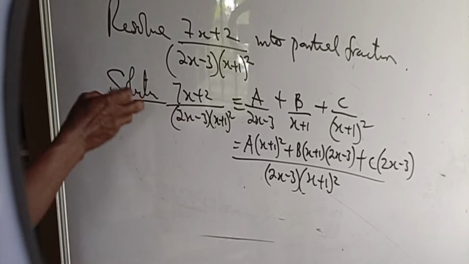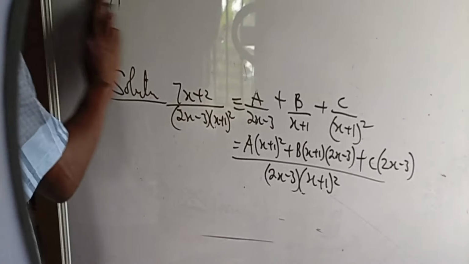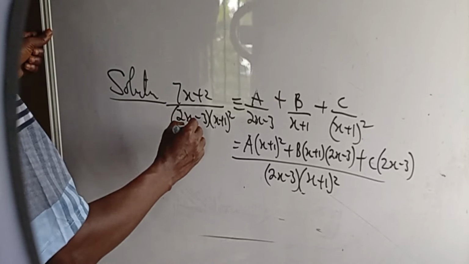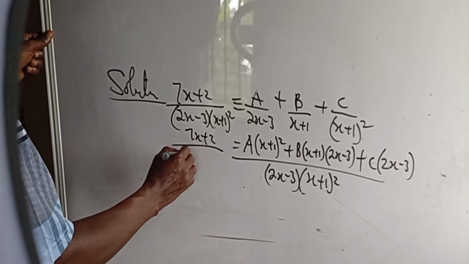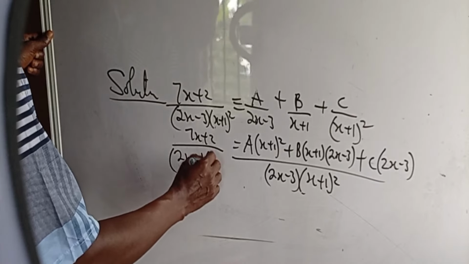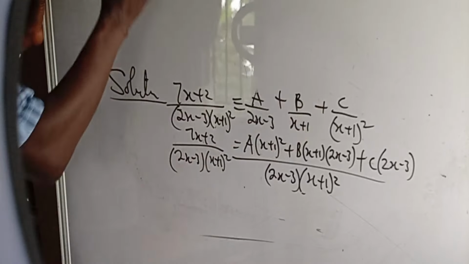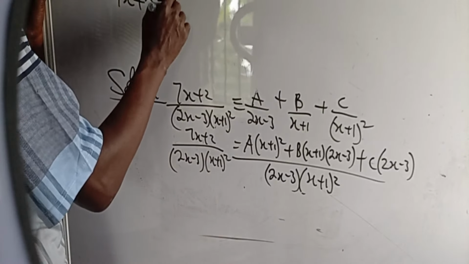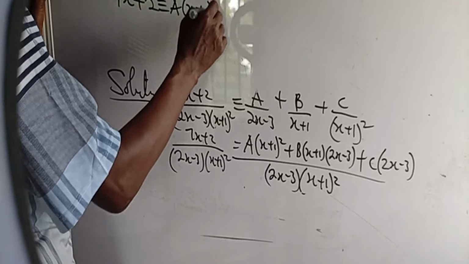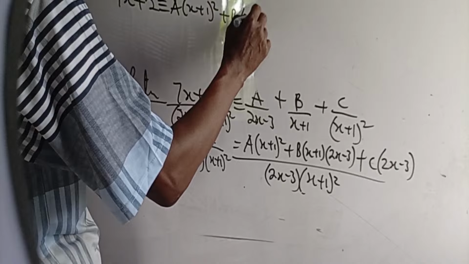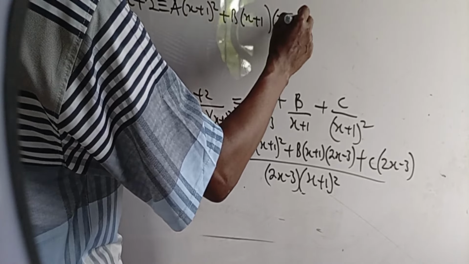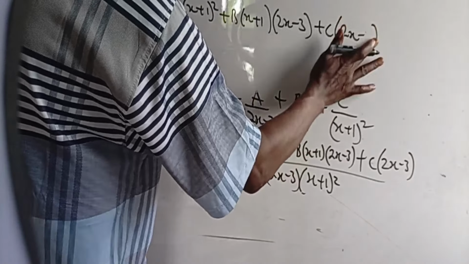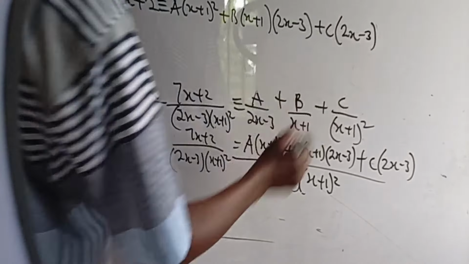So let's equate the numerator. Don't forget, this is 7x plus 2 all over 2x minus 3 times x plus 1 all squared. So equating the numerator, we have 7x plus 2 equal to A into x plus 1 all squared plus B into x plus 1 times 2x minus 3 plus C into 2x minus 3.